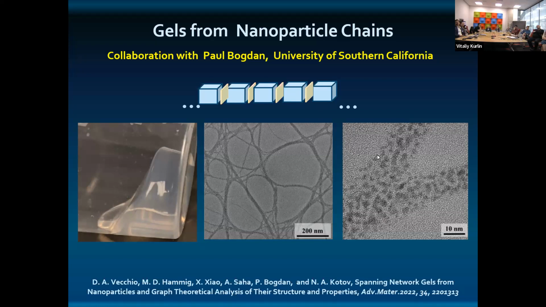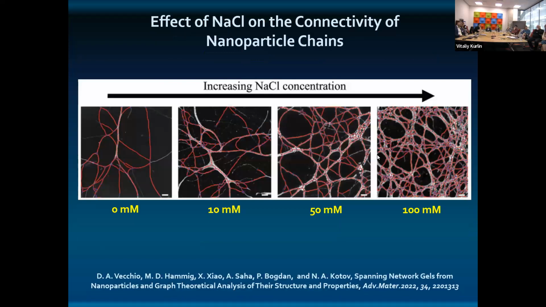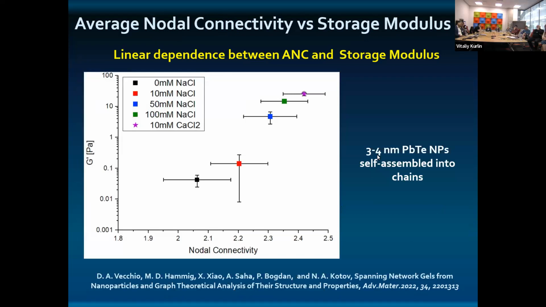And here we looked at the structures formed by nanoparticles, by the chains of particles. They form these convoluted structures. We extract the graph theoretical descriptions and see that the gel properties, the storage modulus of the gel, or stiffness of the gel, if you will, is actually linearly proportional to the nodal connectivity of that gel. Kind of easy, no? So the more connected the structure is, the harder it is to deform.